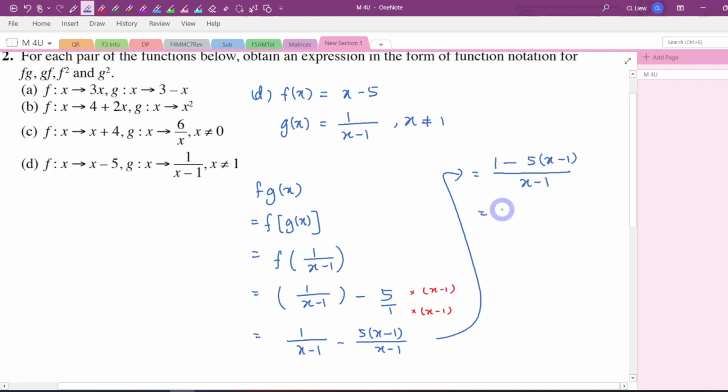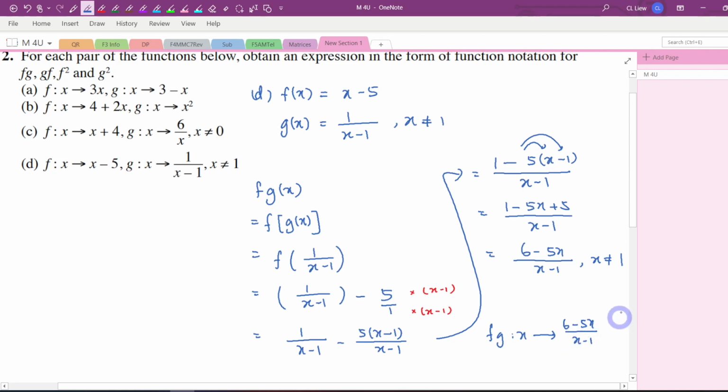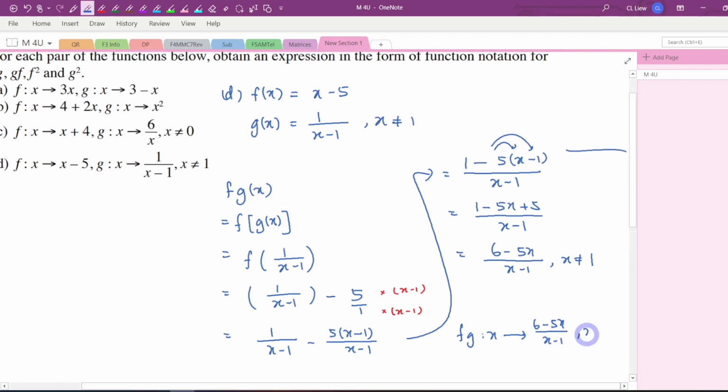Okay, open up the parentheses, 1 minus 5x plus 5. Negative, negative become positive. So 1 plus 5 is equal to 6. 6 minus 5x over x minus 1, and x cannot be equal to 1. This composite function maps x to 6 minus 5x over x minus 1, and x is not equal to 1.